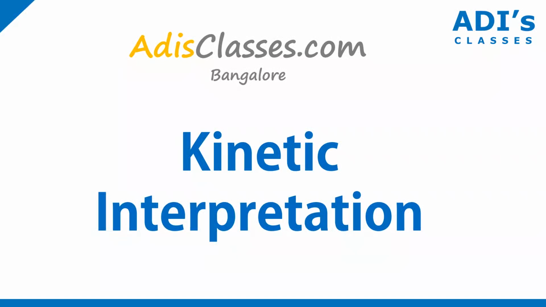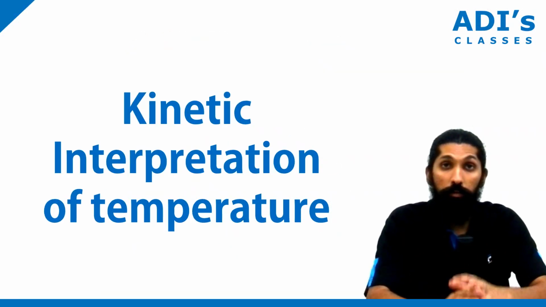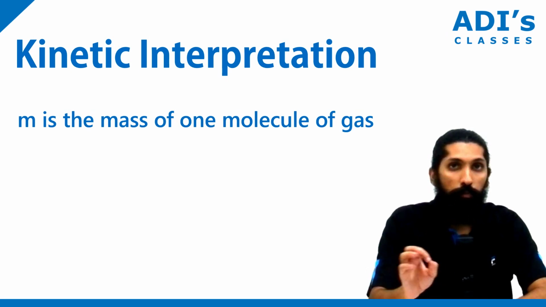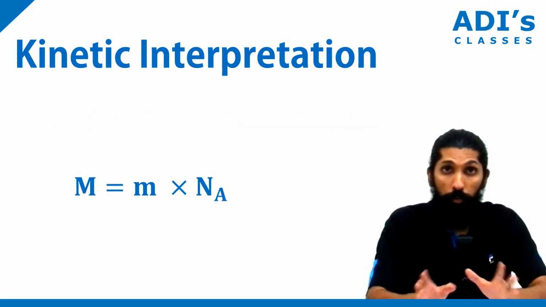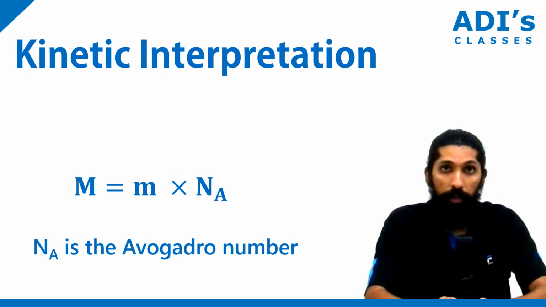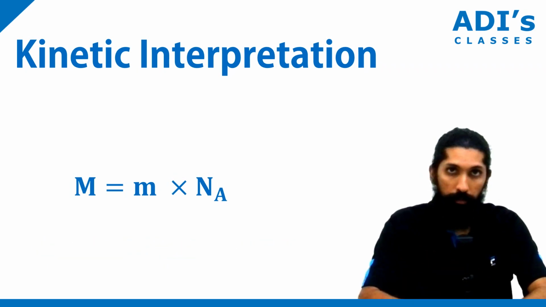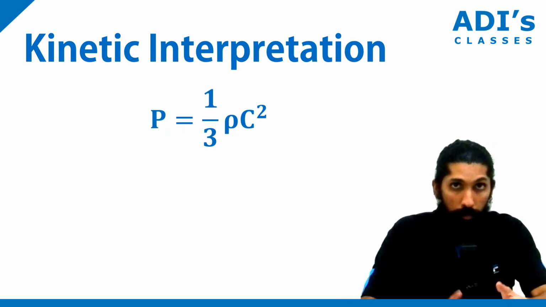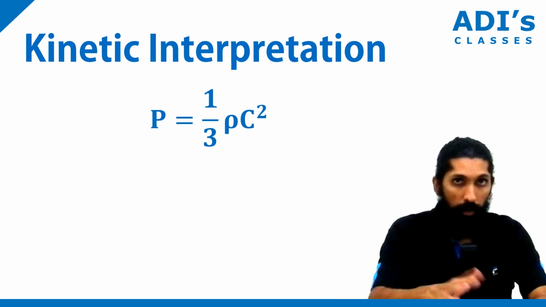Let's try to understand the kinetic interpretation of temperature now that we have understood how the pressure works. So assume that m is the mass of one molecule of the gas. Then total mass M is equal to m into Na. Na is what? The Avogadro number. Correct? Now here C is the RMS value, that is the root mean square value, whatever I have told in the last video.